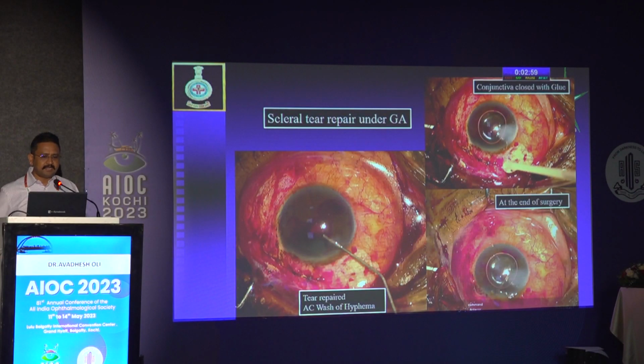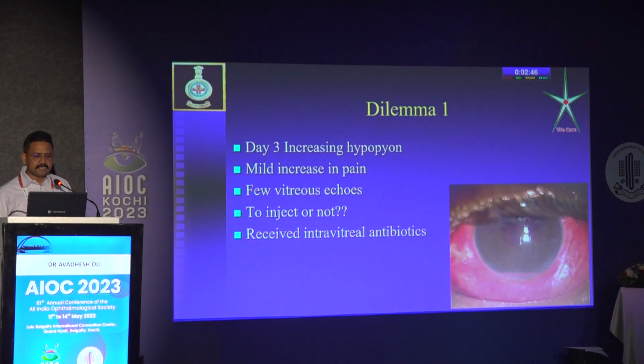The scleral tear repair was straightforward. He had a superior scleral tear, which was repaired with vicryl sutures with an AC wash. Then finally, I closed the conjunctiva with fibrin glue. This was the appearance at the end of the surgery. The patient was doing fine.